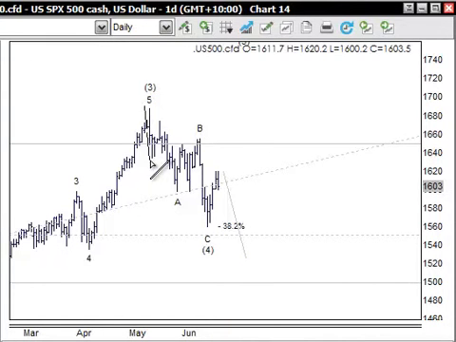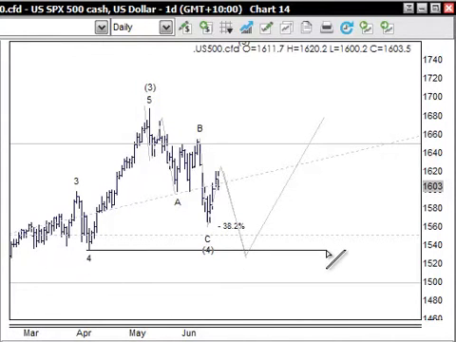So we've got this first zigzag here of an ABC, and then we're looking at a second zigzag here. So it's a double zigzag before we move back up into this area through here, coming to the fourth wave of one lesser degree. So that's a real possibility that we're looking at through here. So we just need to work out what this move up here is.